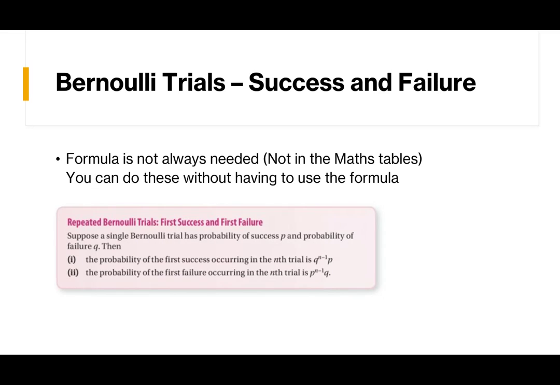Suppose a single Bernoulli trial has probability p of success and a probability of failure q, then the probability of the first success occurring on the nth trial is q^(n-1) p. Basically, up until n, I have to have failures all of the time, multiplied by the success on the last trial. The probability of the first failure occurring on the nth trial is p^(n-1) q. You'll find that you actually don't tend to use this formula for this first type anyway.